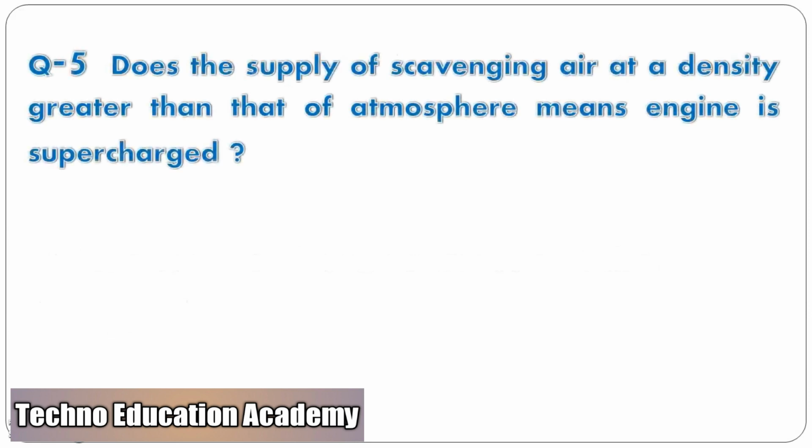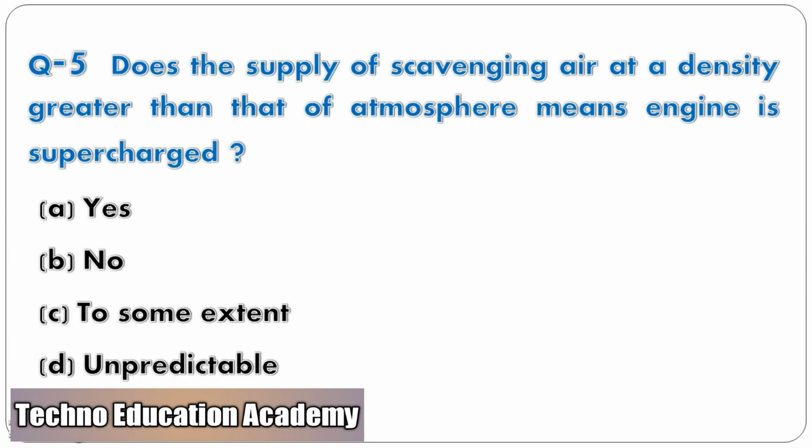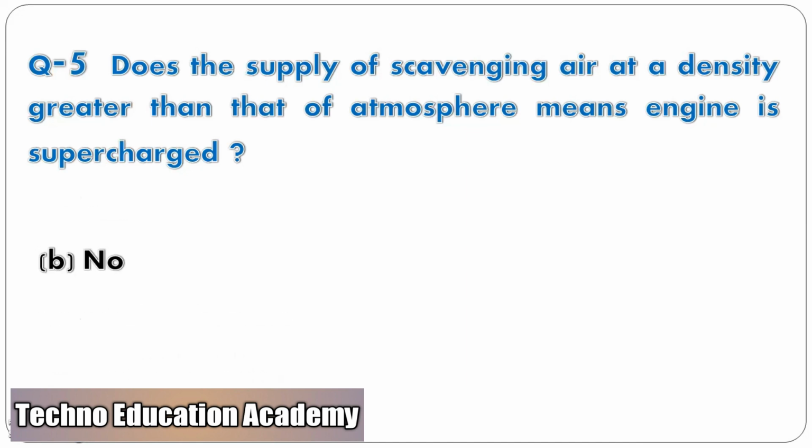Question number 5. Does the supply of scavenging air at a density greater than that of atmosphere mean the engine is supercharged? Option A, yes. Option B, no. Option C, to some extent. Option D, unpredictable. So the right answer is option B, no.